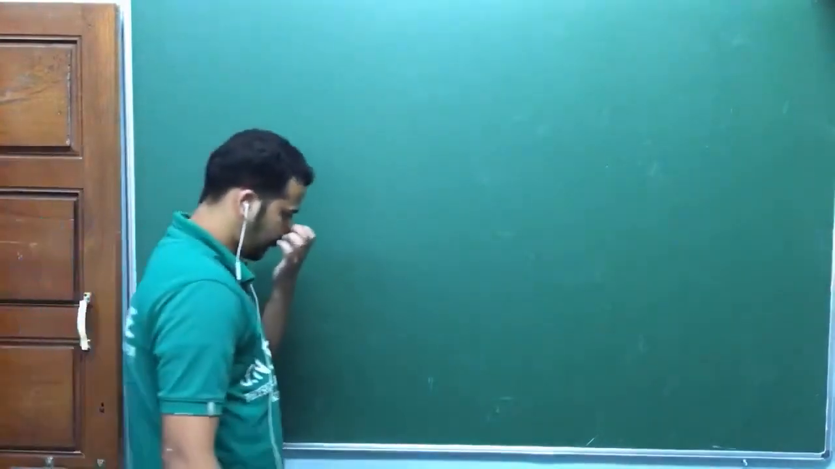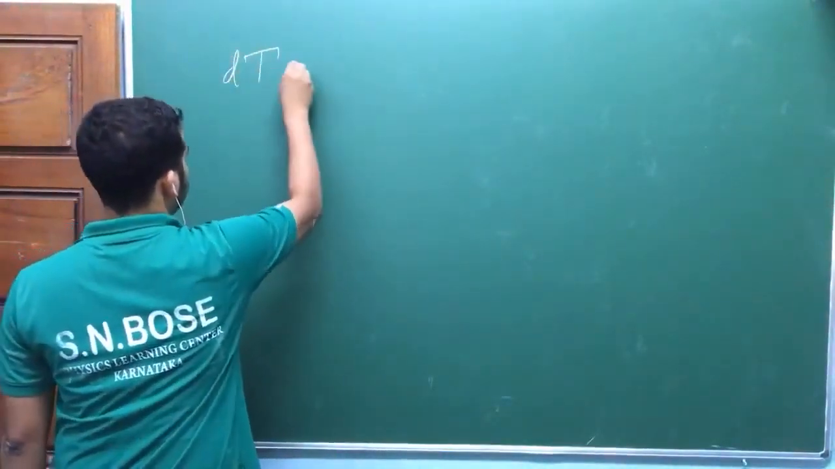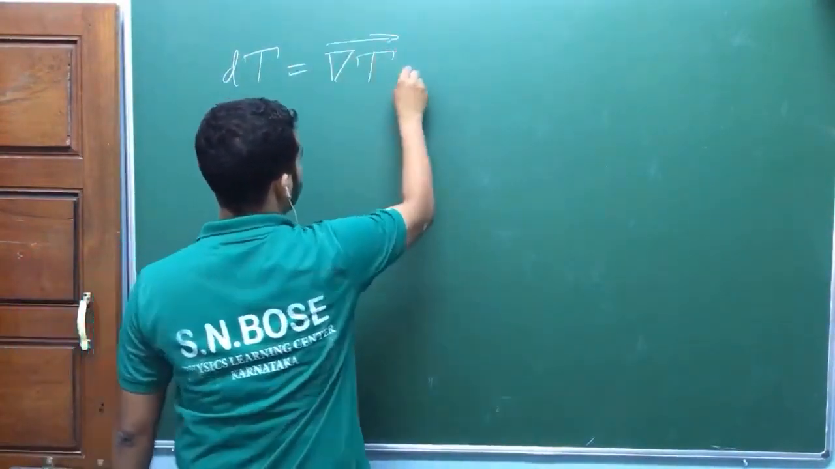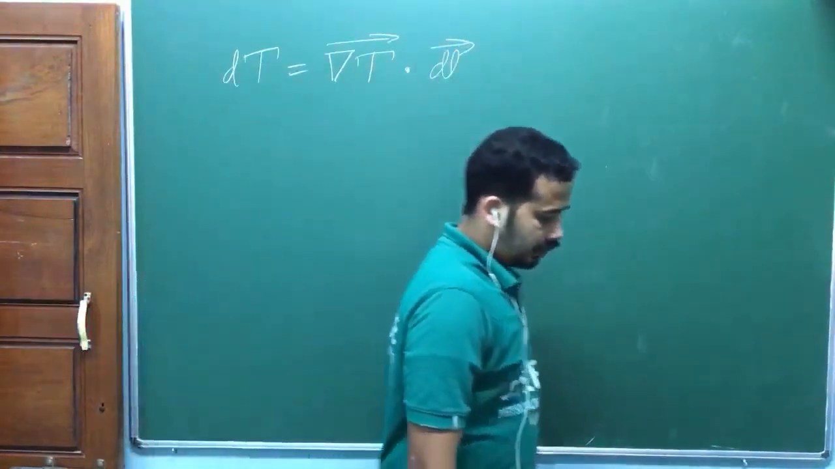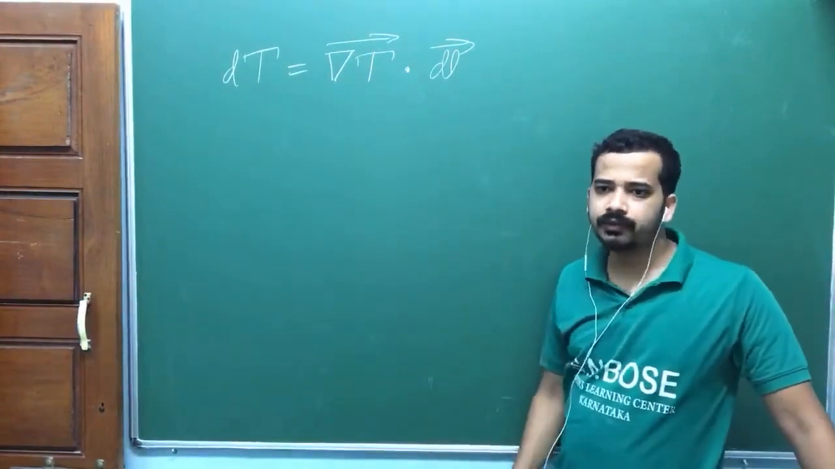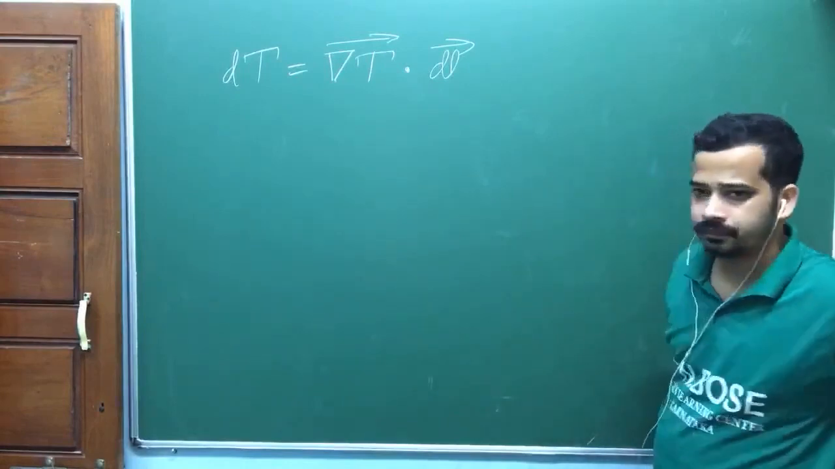One more small idea. Suppose what you have done here is dT equals gradient T dot dl. Am I right? The gradient and its magnitude give you the rate of change, or rate of increase, in the maximum direction. Maximal direction, isn't it?